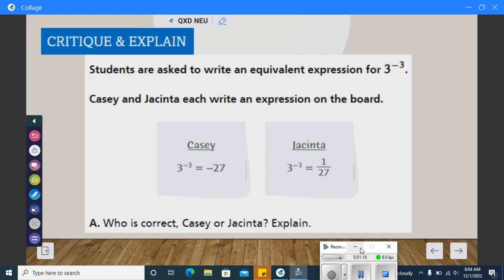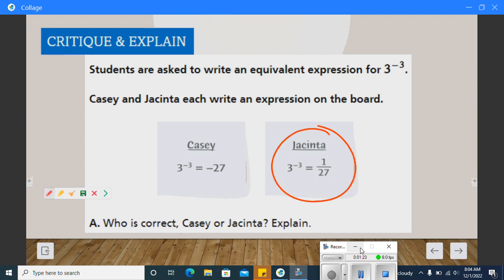So, you're right. Jacinta got it correctly because if you have this negative 3 as an exponent, a negative exponent, it should be brought down to the power of 3. That becomes 1 over 27. All right.